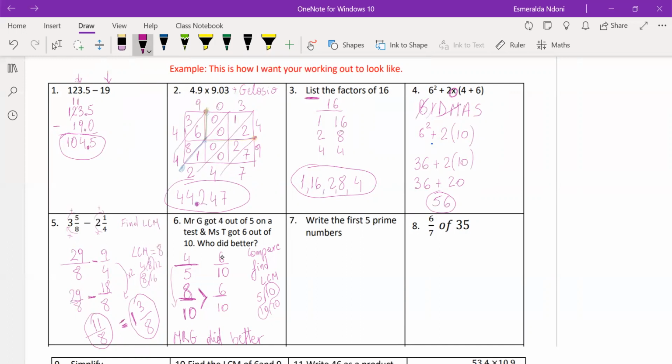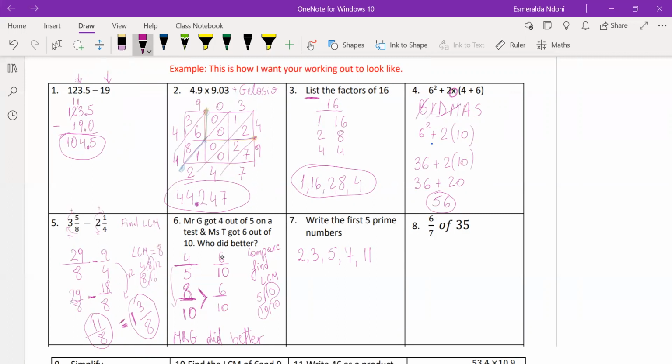Question 7. Write the first 5 prime numbers. We know that 1 is not a prime, so we'll start with 2. And we know that primes are numbers that only have 2 factors, 1 and themselves. So 2, 3 can only be divided by 1 and 3. Is 4 a prime? No, because 2 can go into 4. 5, that's a prime. Then we have 7. Then we have 11. 8, 9, and 10 are not primes because they all have factors.